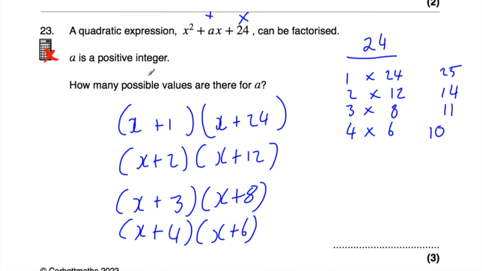So we're asked how many possible values there are for a. a could be 25, it could be 14, it could be 11, or it could be 10, because we know it's a positive value, so they're the positive values it could be. So how many possible values are there? The answer is 4. It could have 4 possible values.